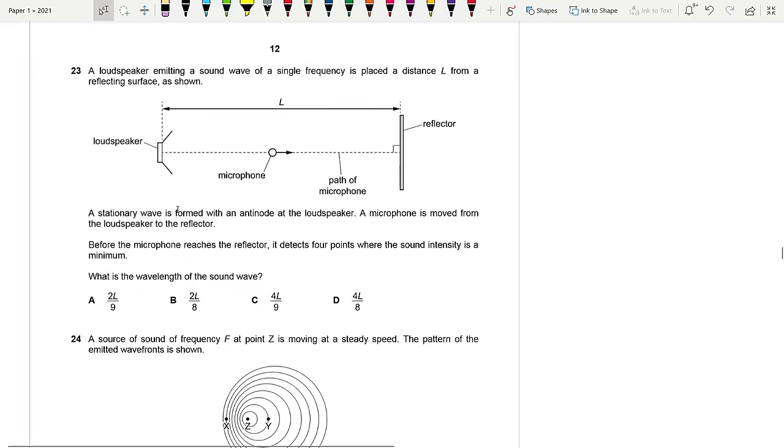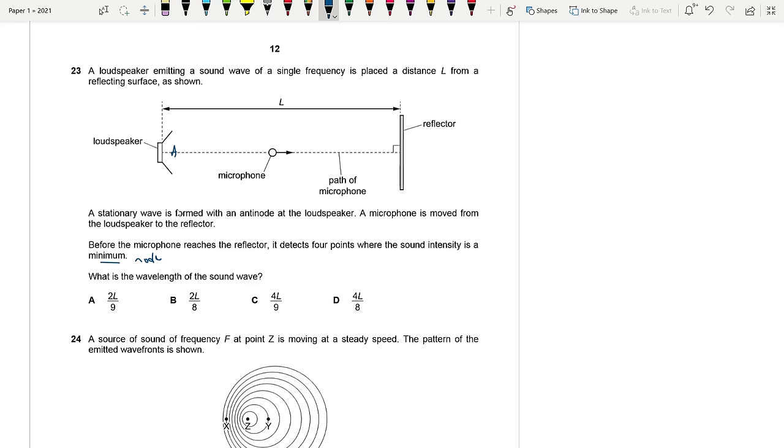23. A loudspeaker emitting a sound wave of a single frequency is placed a distance L from a reflecting surface as shown. A stationary wave is formed with an antinode at the loudspeaker. A microphone is moved from the loudspeaker to the reflector. Before the microphone reaches the reflector, it detects 4 points where the sound intensity is a minimum. So minimum refers to a node.